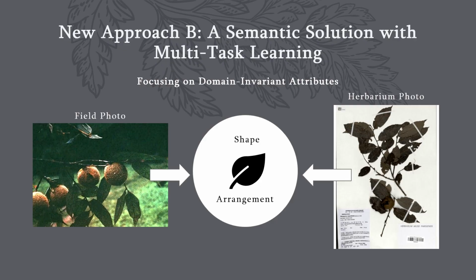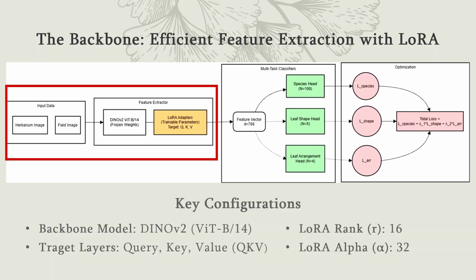Approach B is a multitask model designed to bridge the domain gap. It focuses on what's constant, which is the plant structure, by learning domain-invariant attributes like leaf shape and arrangement alongside species. The architecture starts with a powerful frozen DINOv2 backbone. To make it adaptable, we inject trainable LoRA adapters into its attention layers. This gives the model the flexibility to learn our dataset's specific features without forgetting its powerful pre-trained knowledge.